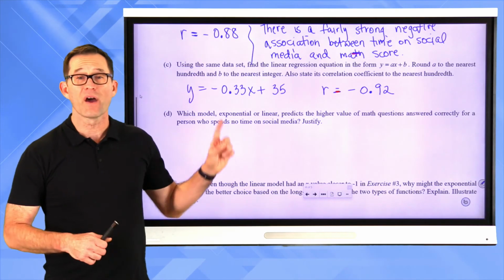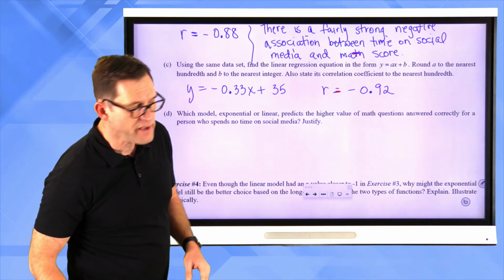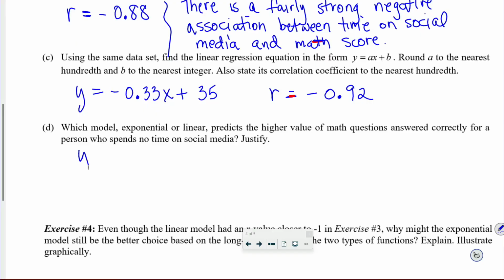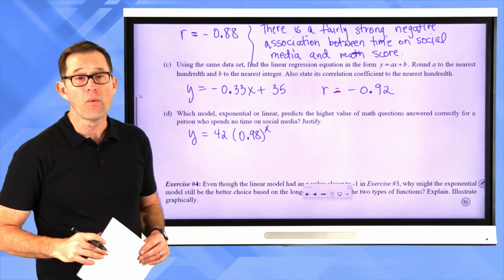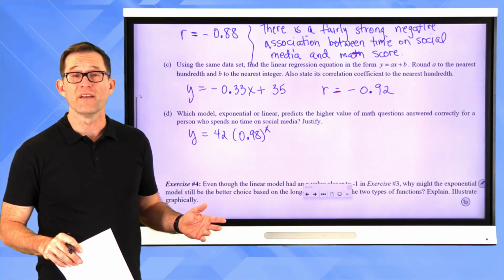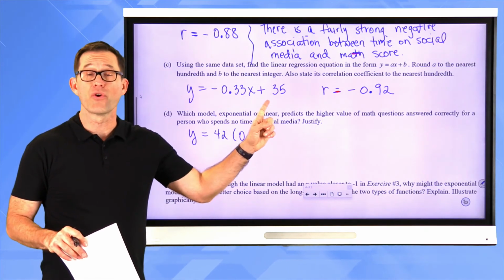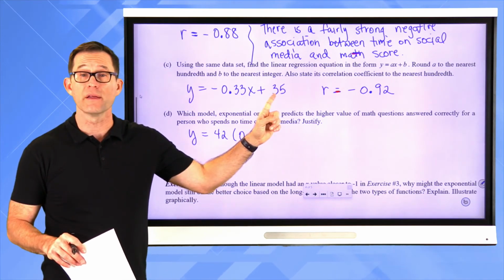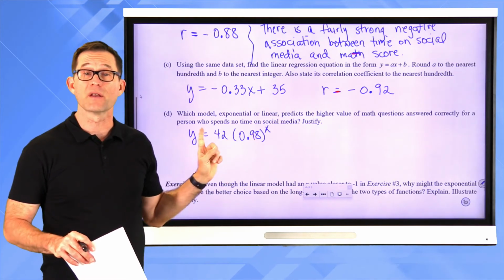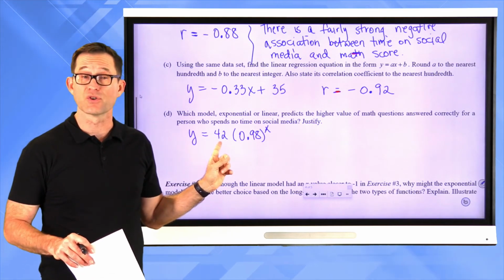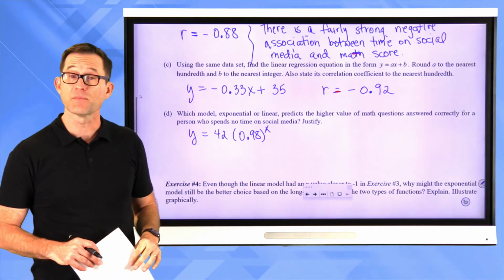All right, well, we've got our nice linear model sitting right here. Our exponential model's a little hidden, so let me write the exponential model right here. That's going to be 42 times 0.98 to the x. Okay, so, well, what do we think? Well, the linear model is going to predict when x is 0 that 35 questions are going to be answered correctly. And the exponential model is going to predict 42 questions answered correctly. So it's going to be the exponential, right?